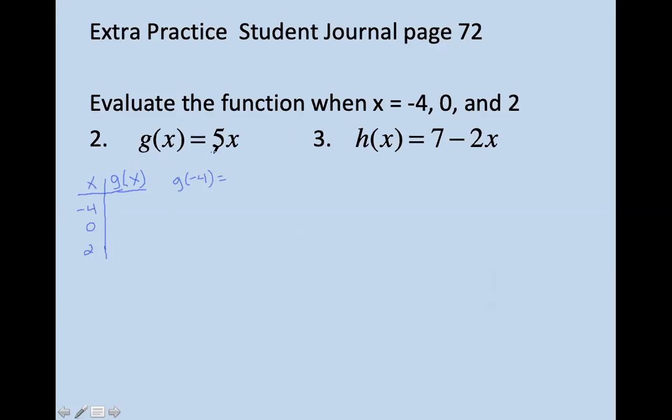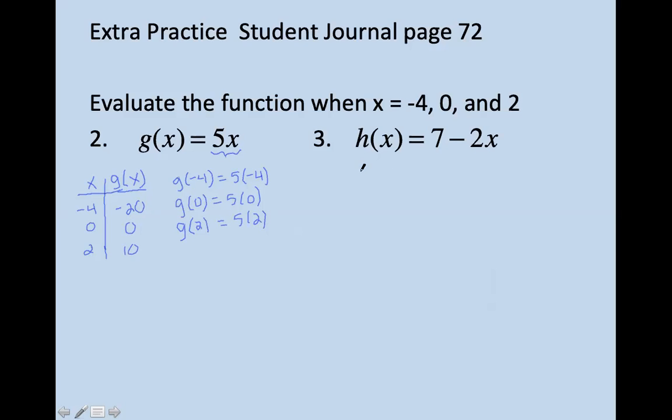And this time our whole operation here is multiply whatever your input is by 5. So if I do 5 times -4, I get -20. The next time through, I'm replacing the x with 0. So this time I have 5 times 0. Anything times 0 is 0. And the last time through the problem, I put in 2, and I get 5 times 2, which is 10. So we've evaluated the function at all 3 values.